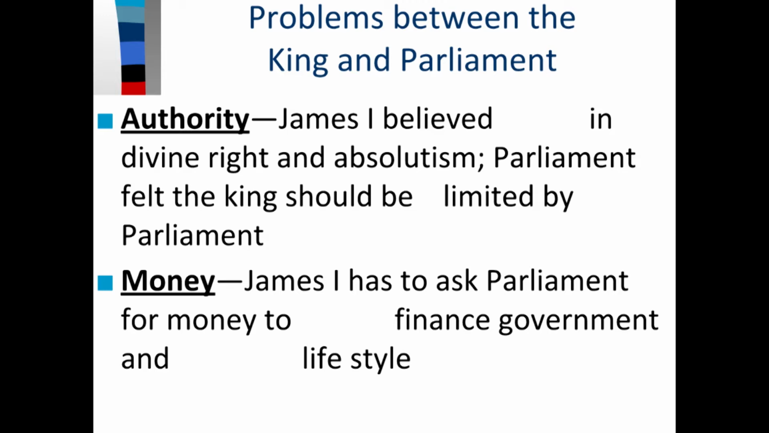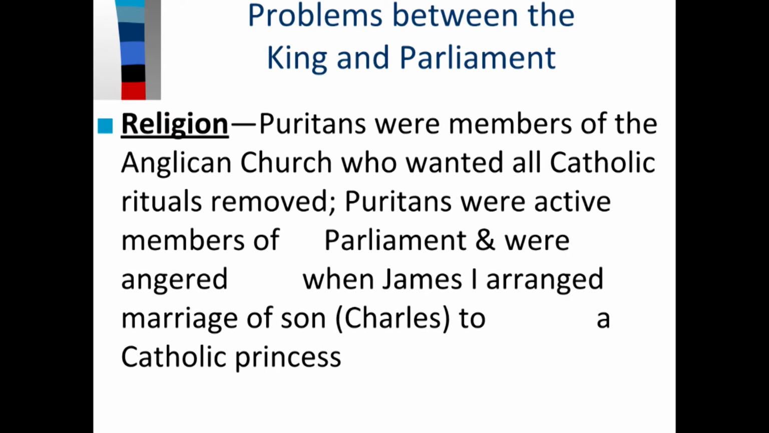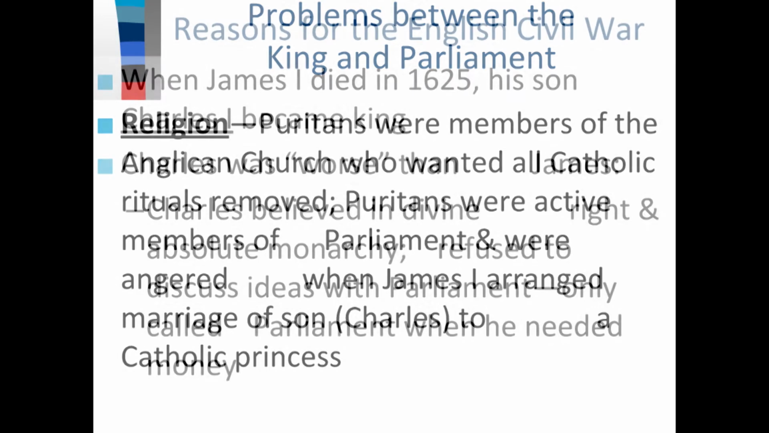And then again, as religion goes, Puritans, who are members of the Anglican Church, but a little bit different, wanted all Catholic rituals removed. They said, you know, we need to make this strictly Anglican. And James I was absolutely not having that, because again, he's a Catholic. And so he was really angry when he made his son, Charles, marry this Catholic princess. So he's trying to make the government way more Catholic than the rest of Parliament wants it to be.